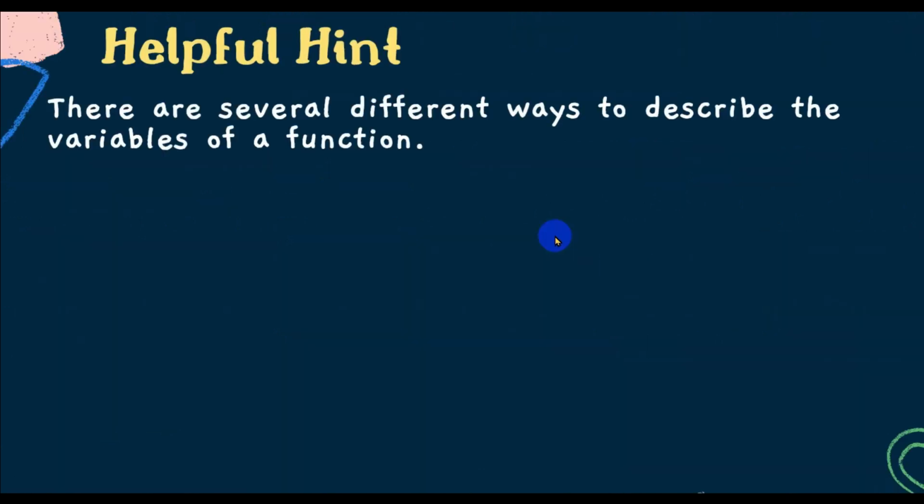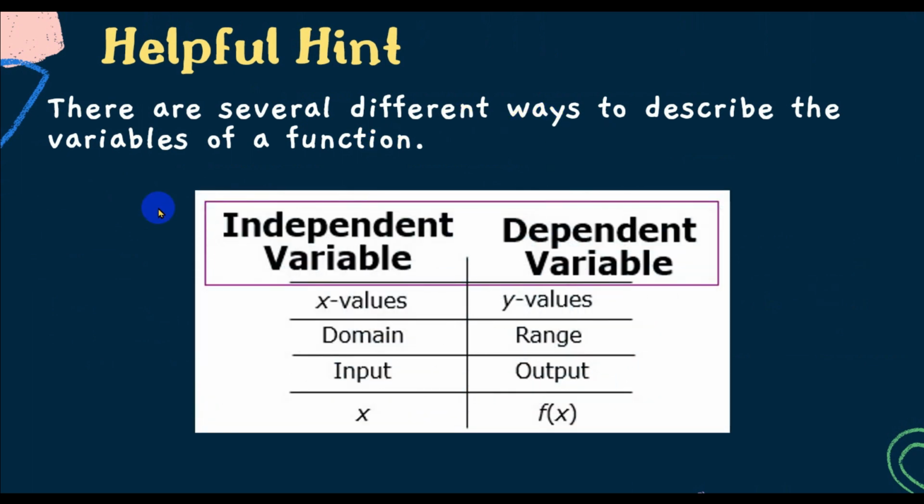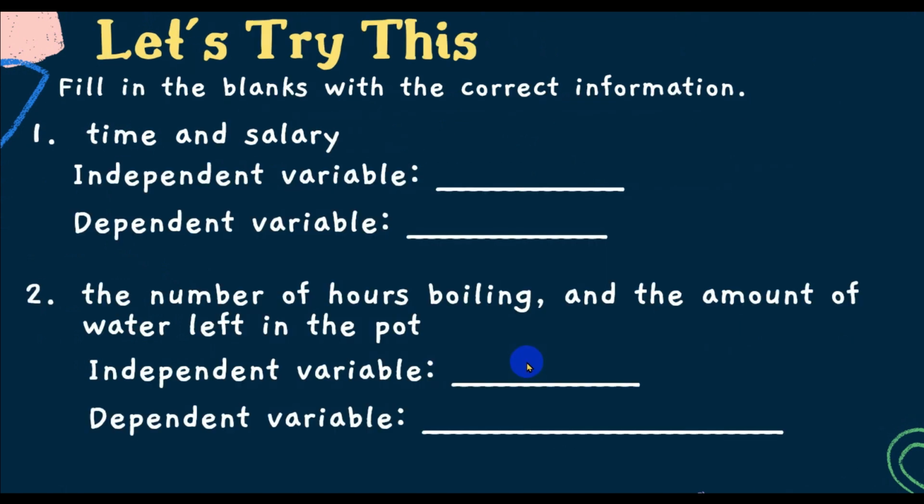We also have here a helpful hint that there are several different ways to describe the variables in a function. So, independent variable, again, x values, domain, input, x, it is the cause. Ano po? Then, the dependent variable is the y values, range, output, f of x or function of x, or ito po yung ating effect. So now let's have few more examples.